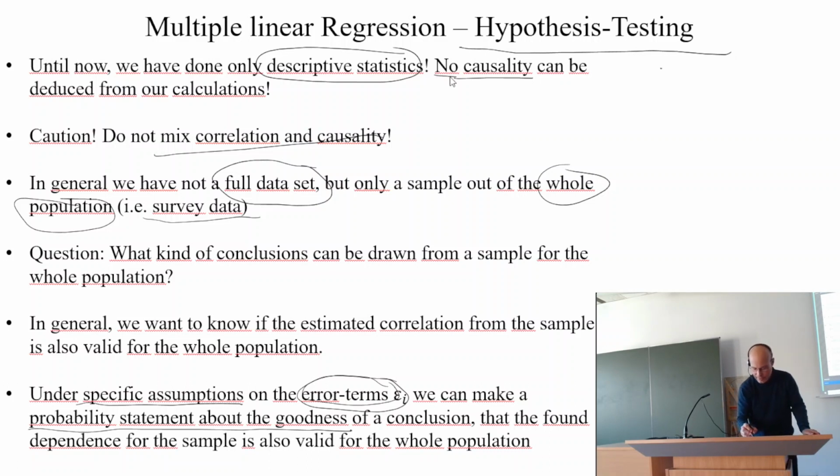Because until now, we have no causality. We have only calculated correlations. From our data, we have this dependence between these two variables, but we don't know the reasons behind this. About the full data set, I have already talked.